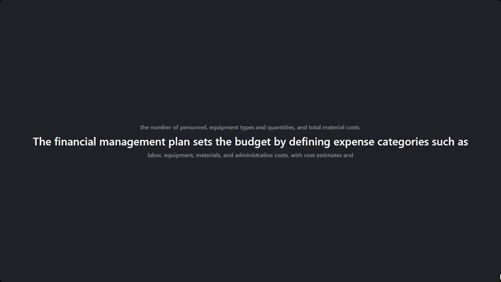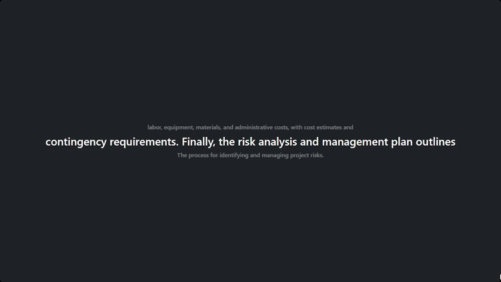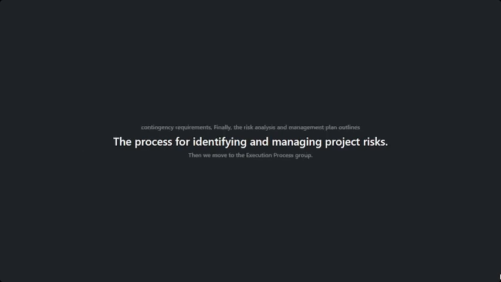The financial management plan establishes the budget by defining expense types like labor, equipment, materials, and administrative costs, along with cost estimates and contingency requirements. Finally, the risk analysis and management plan structures the process of identifying and managing project risks.